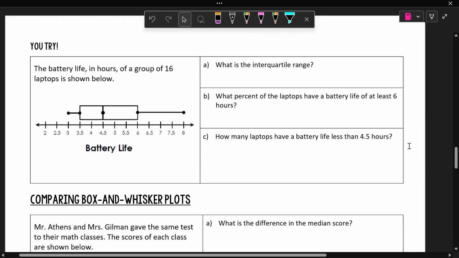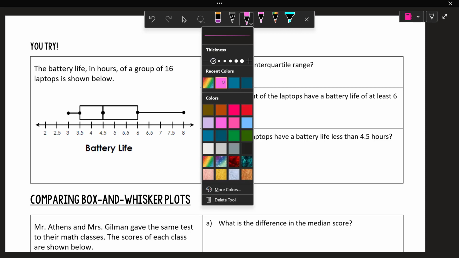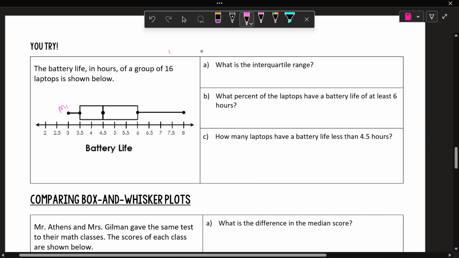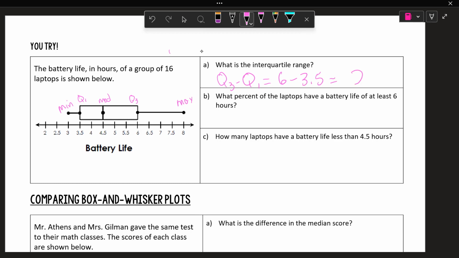But probably more, we just can't figure that out. So let's move on to another one. Same idea. This time I think I'm going to label our minimum, Q1, our median, excuse me, Q3, and then our maximum. So what is the interquartile range? Now remember, that's just Q3 minus Q1. So Q3 minus Q1, well, Q3 is 6, Q1 is 3.5, so we subtract them, and we get 2.5. That is our interquartile range.